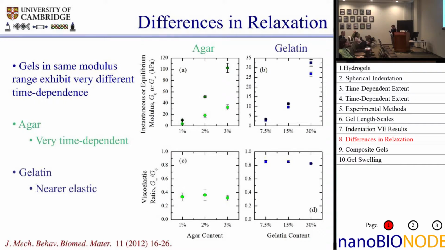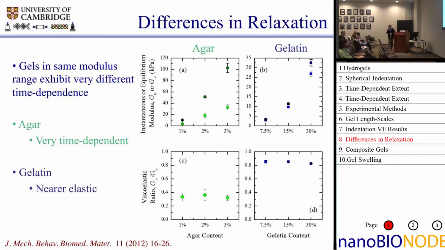Now, those were chemical gels with their very elastic behavior. These are a couple of physical gels. We've got agar, which is seaweed derived, and gelatin, which of course is hydrolyzed collagen. Now what we've plotted here is 3 different gels. So for agar here we have 1%, 2%, and 3% solids, and for gelatin, 7.5%, 15%, and 30%.